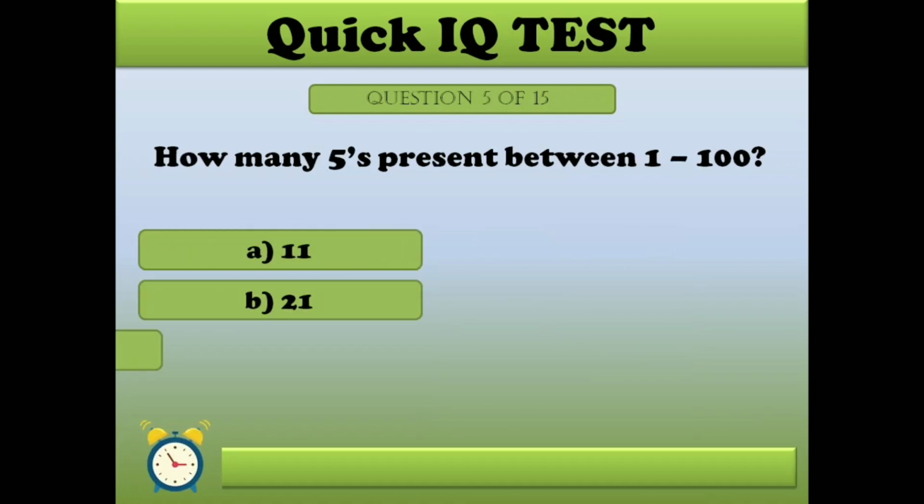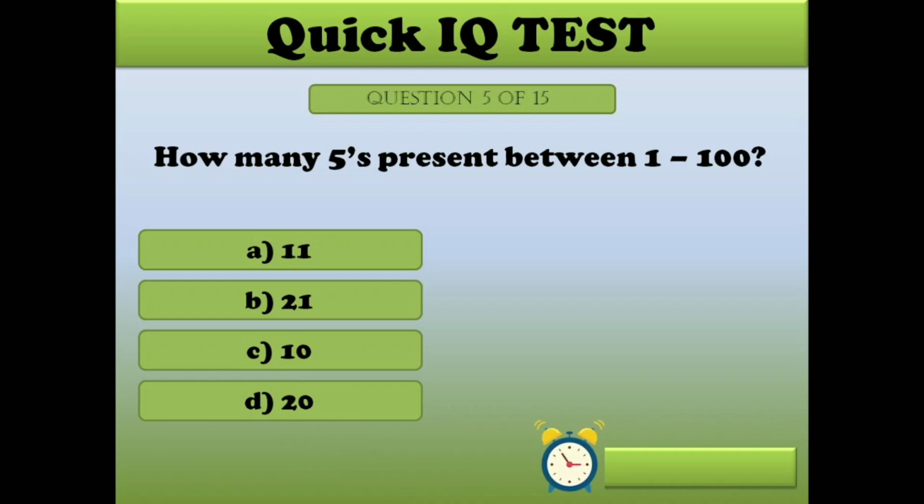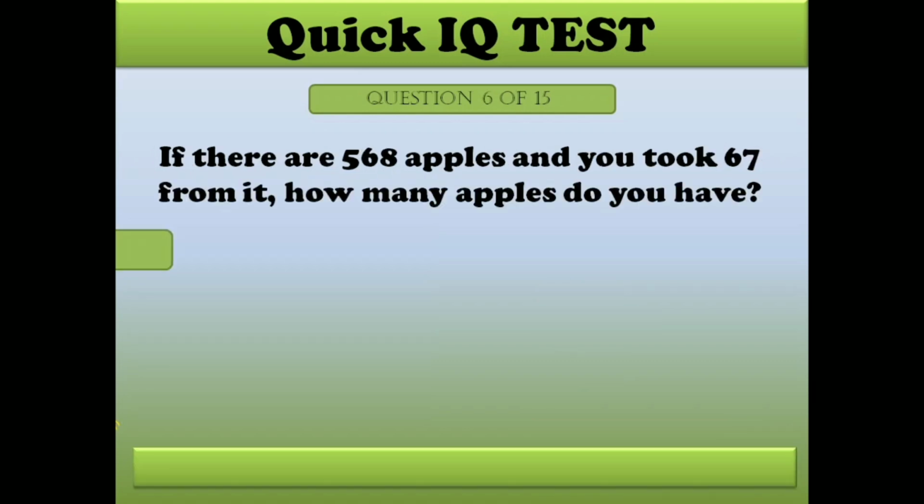How many fives are present between 1 to 100? Count it. If you count the fives, you will get the answer option D, 20.